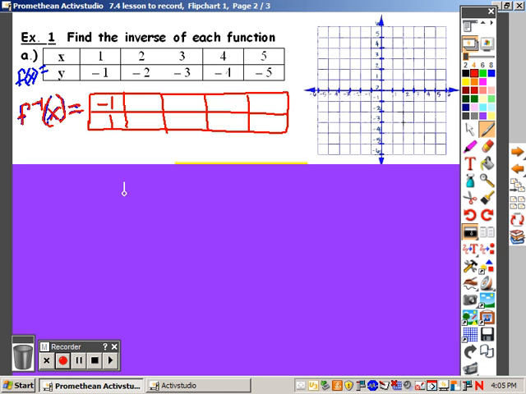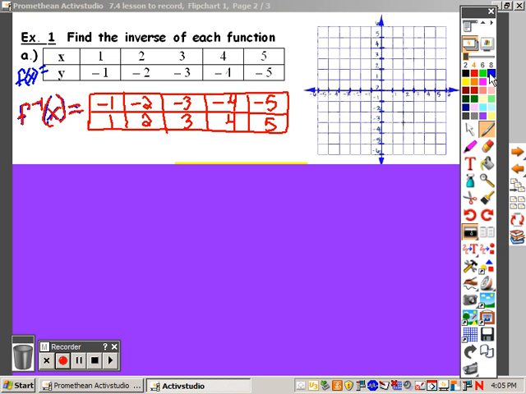Okay, and so then I'll do the same thing for the next point. If I switch x and y, it's going to be negative 2, 2. Negative 3, 3. Negative 4, 4. And negative 5, 5. I took each point and I switched x and y. So now we're going to graph both.